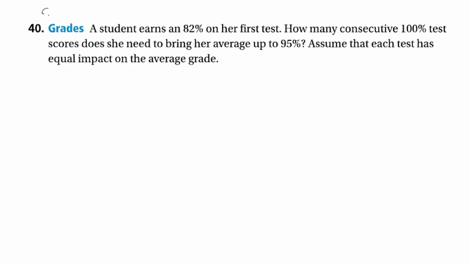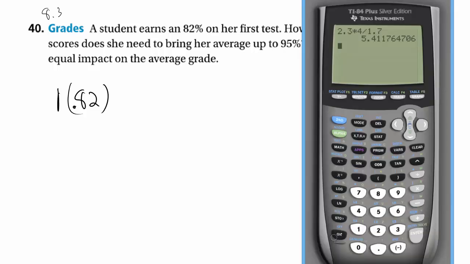For our next one, this is from section 8.3. It's dealing with weighted averages. So if you earn an 82% on your first test, so you only had one test where you made an 82. We want to know how many consecutive tests you have to get 100 on to bring your average score up to 95. Now I'm going to work this two ways.